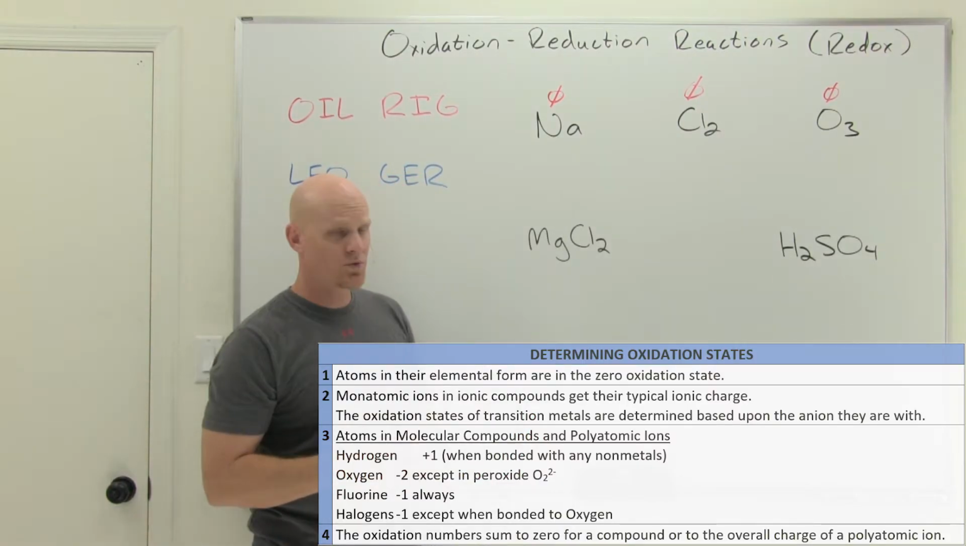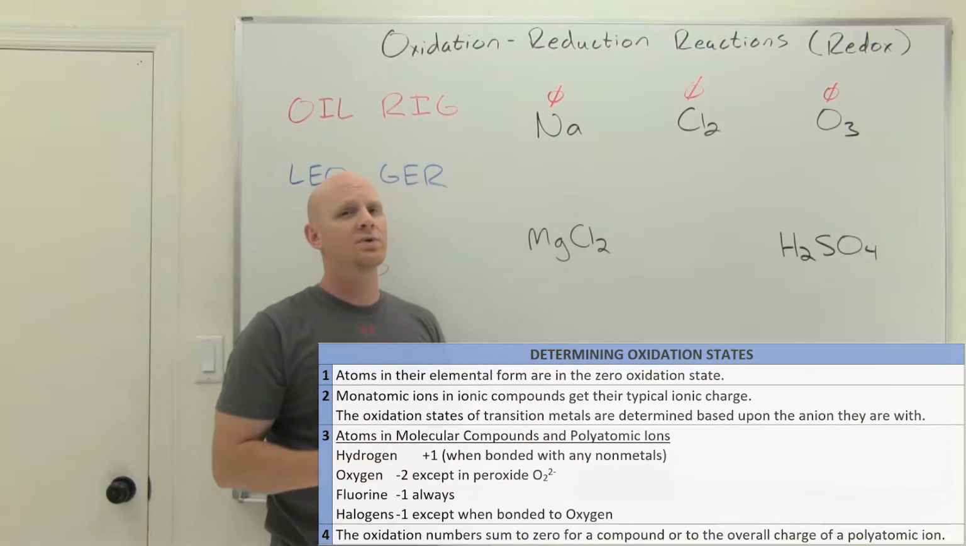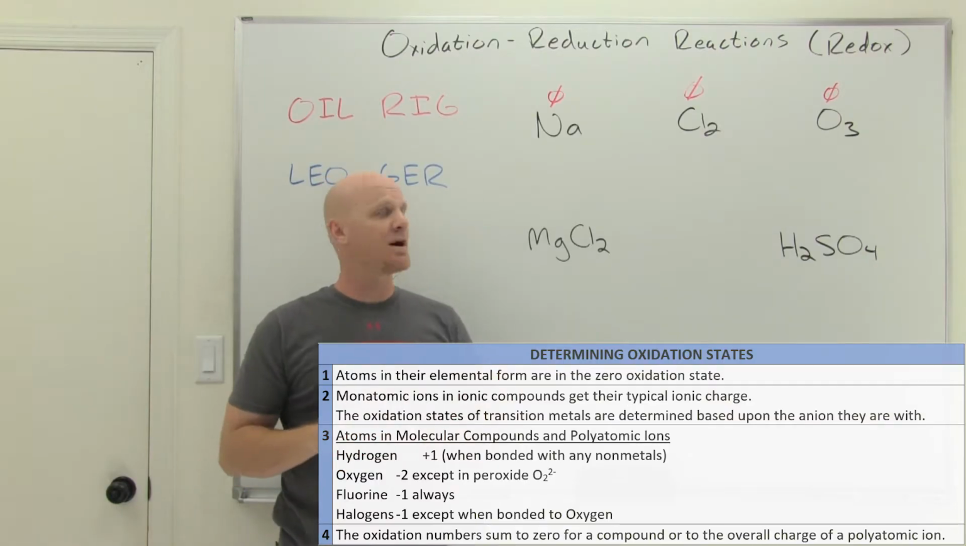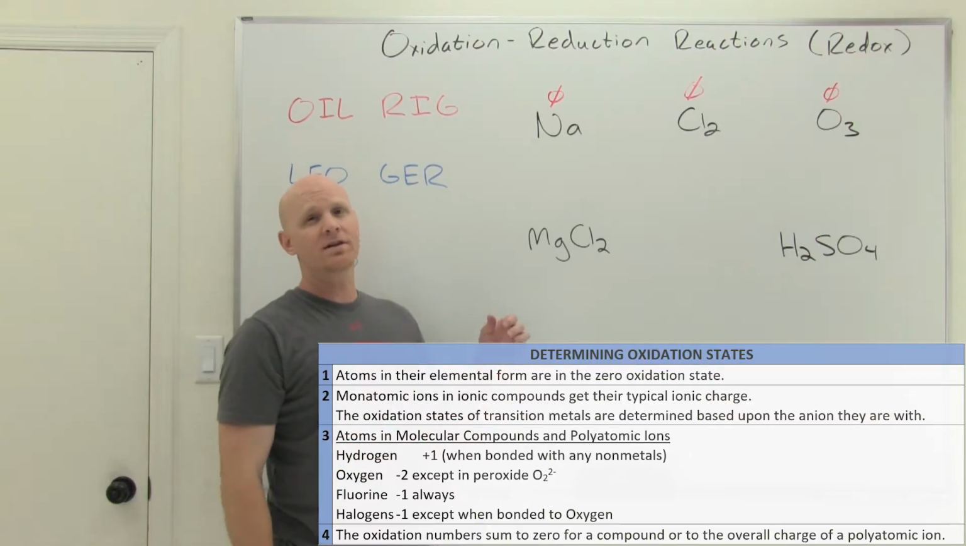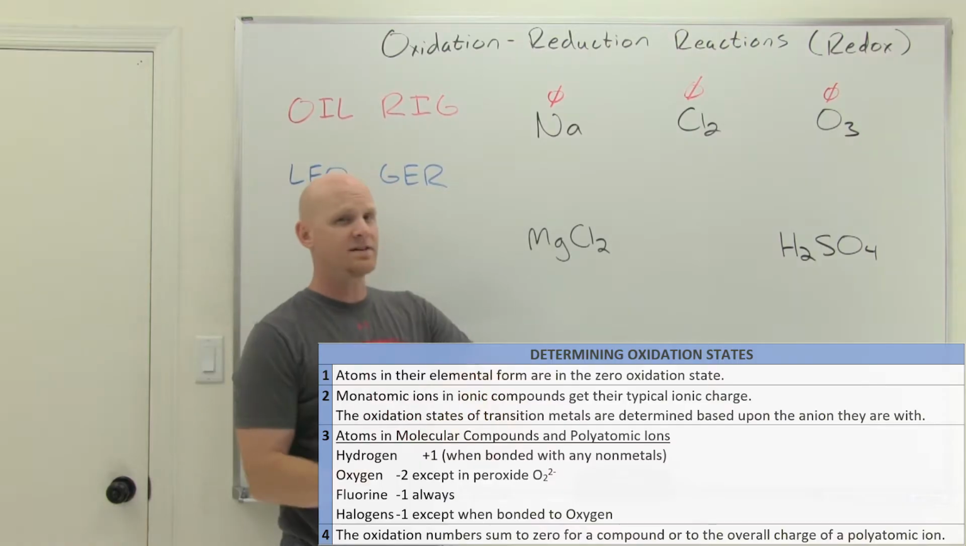All right, so the next rule we use is for ionic compounds. When you have what are called monatomic ions, we learned about these when we were naming compounds. So monatomic ions, not to be confused with polyatomic ions.